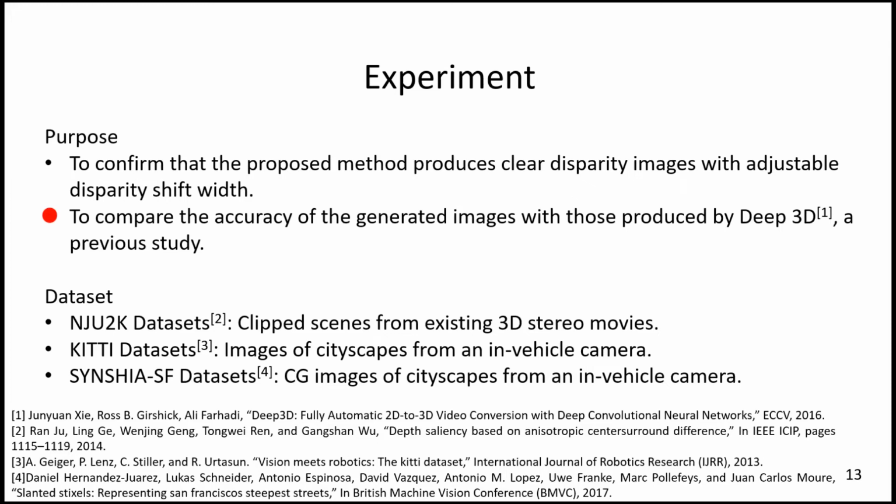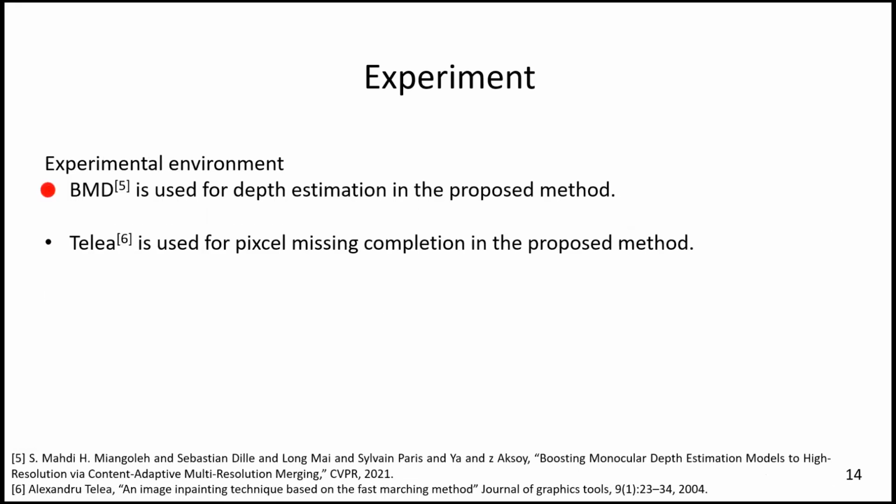The first is the NJIEEE 2K dataset, which consists of clipped scenes from existing 3D thriller movies. The second is the Kitty dataset, which are images of cityscapes from in-vehicle cameras. The third is the Sincere SF dataset, which is CG images of a cityscape from an in-vehicle camera.